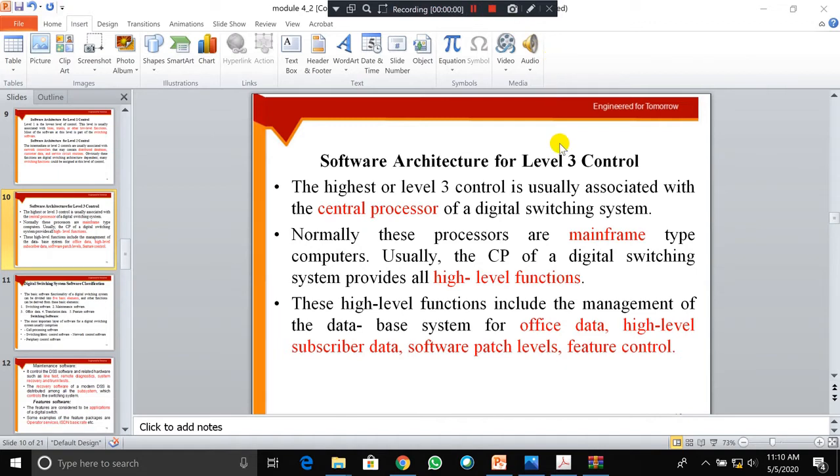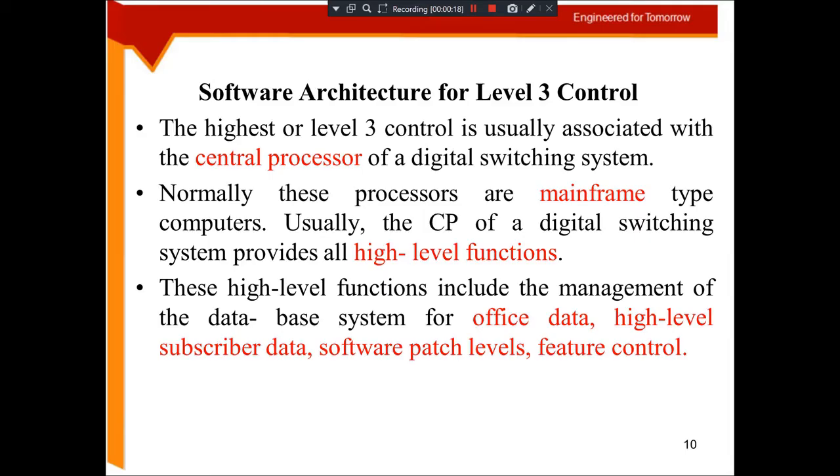Okay, let us continue with the software architecture for level 3 control. The highest level of control we call level 3. As we already discussed in the previous slide, level 1 control is the lowest level. Okay, so now in level 3, we have the central processor of digital switching systems.